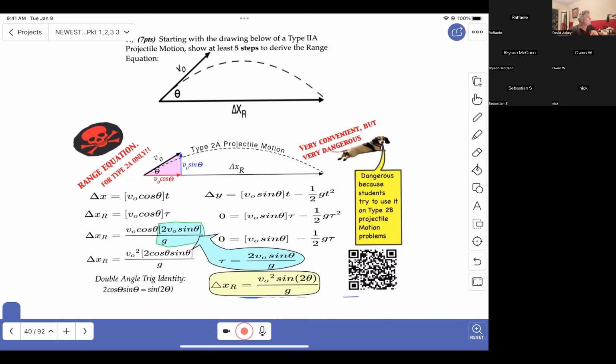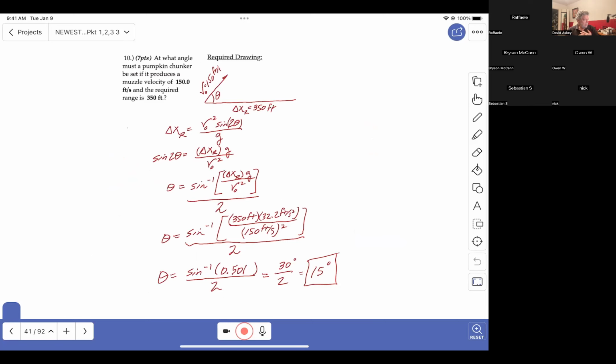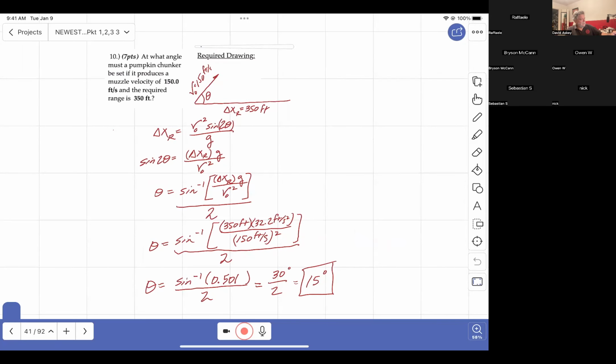Okay. Still recording. Number 10. One of my favorite kinds of problems, hint, hint. This is a favorite of mine because you're using the range equation. It's legal here. This is not type 2B. This is not type 1. It is type 2A. Check. And if that's the case, then I would go for the range equation if I were you. It just speeds things up. You don't have to find time and then plug time back in. You can just do it all in one equation.